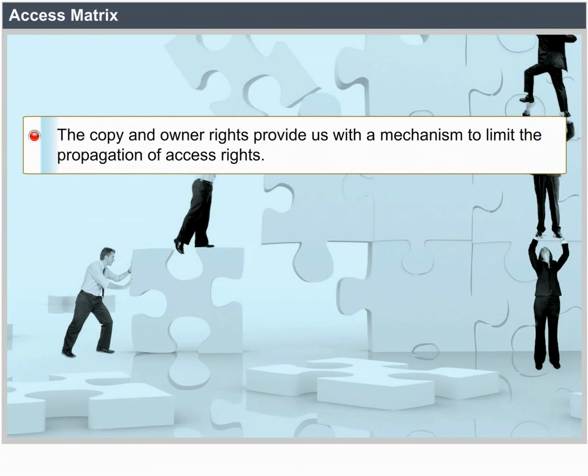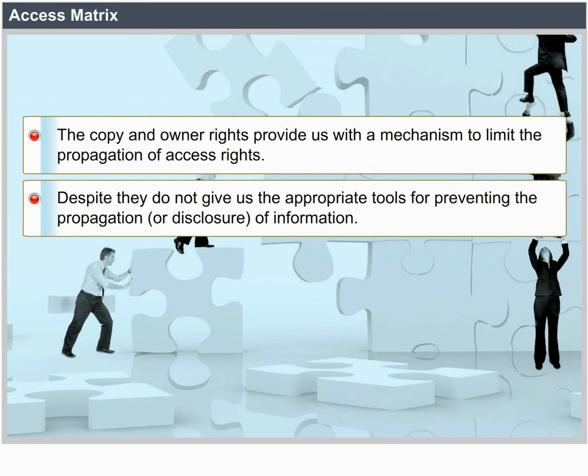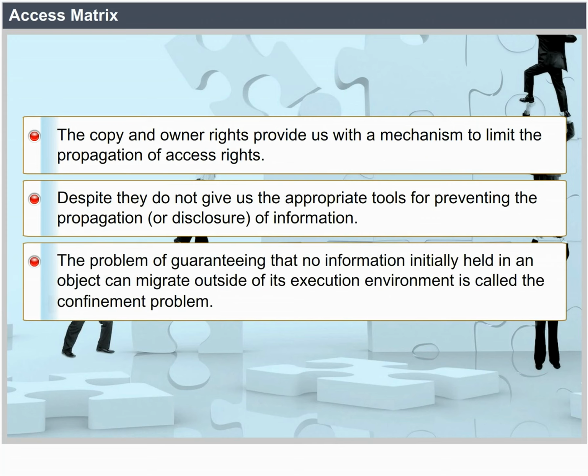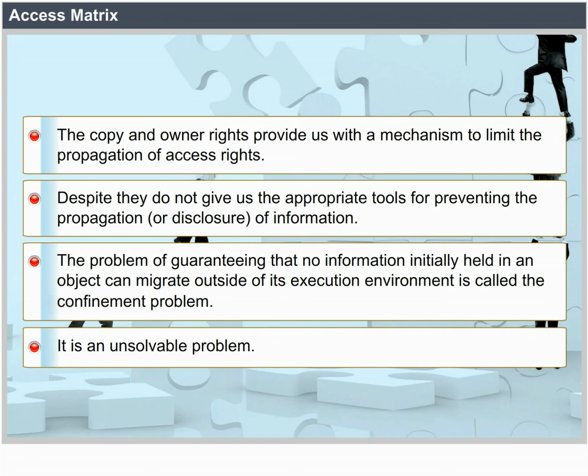The copy and owner rights provide us with a mechanism to limit the propagation of access rights. However, they do not give us the appropriate tools for preventing the propagation or disclosure of information. The problem of guaranteeing that no information initially held in an object can migrate outside of its execution environment is called the confinement problem. This problem is in general unsolvable.